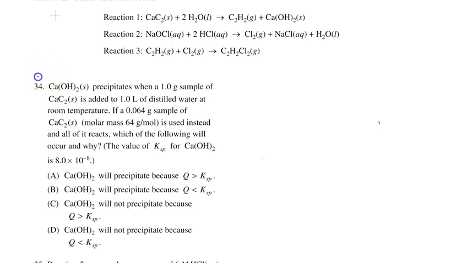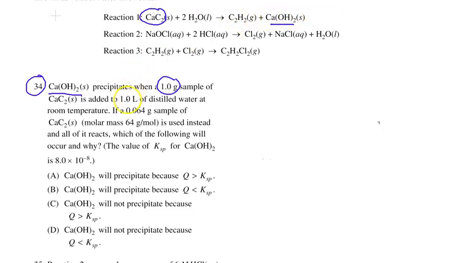34. Okay, number 34. Calcium hydroxide, strong base, precipitates, becomes a solid when a gram of calcium carbide is added to 1 liter of distilled water at room temperature. Okay, so we know that a gram somehow forces the precipitation, but that doesn't tell me that it's exactly a gram that does that. So we dissolved a gram of calcium carbide into water, and that was enough to cause this to precipitate.